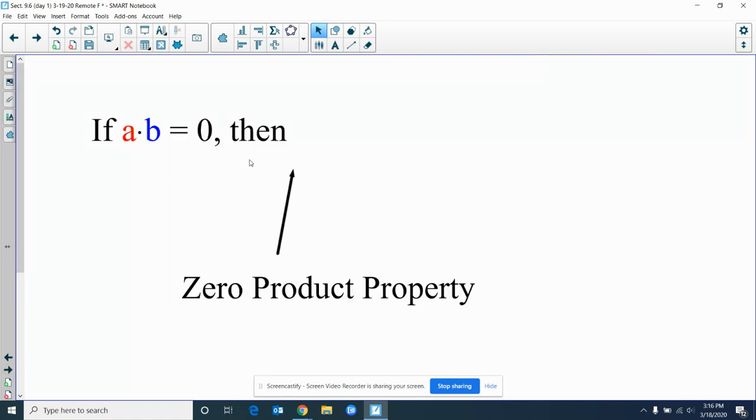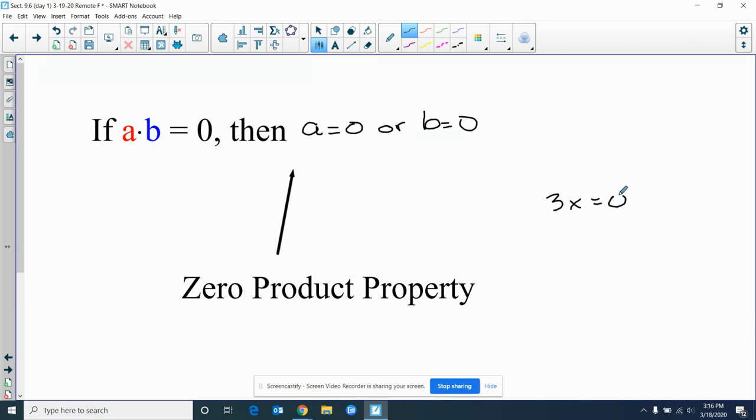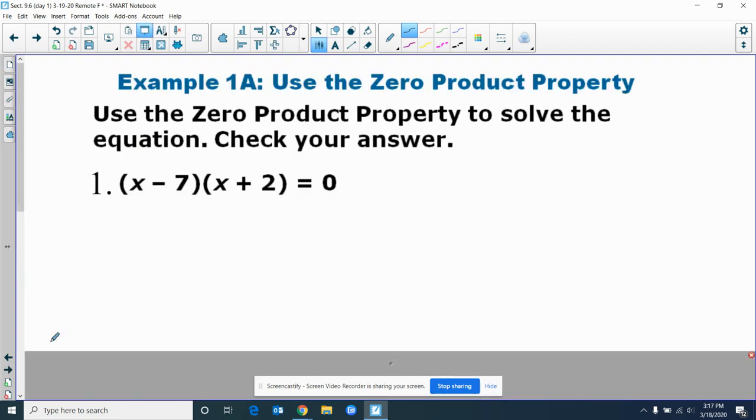And we talked about this. If A times B equals 0, okay, then one of two things has to be true. And we said then A equals 0 or then B equals 0. That's the only way that can happen. So if you got 3x equals 0, then x has to equal 0. That's the only way that's going to work for that. And it's also going to be applied to quantities. And that's what we're going to look at mostly for this section.